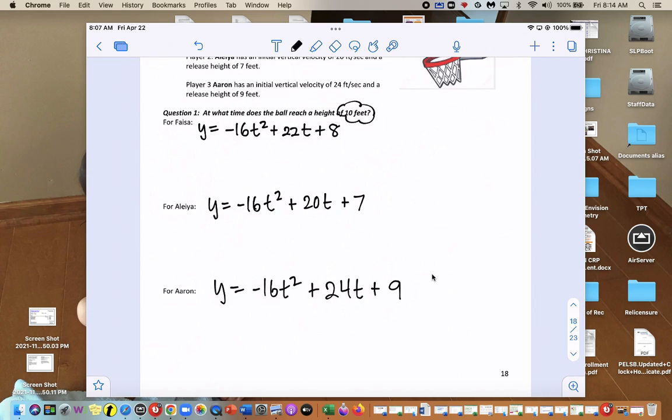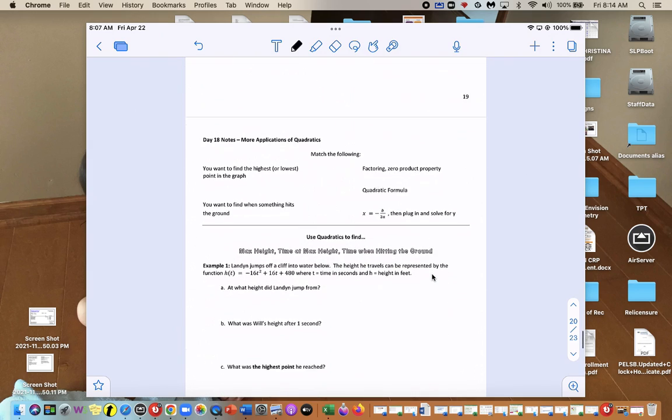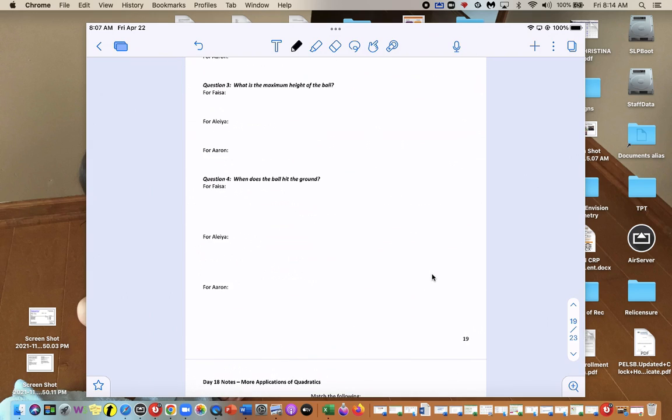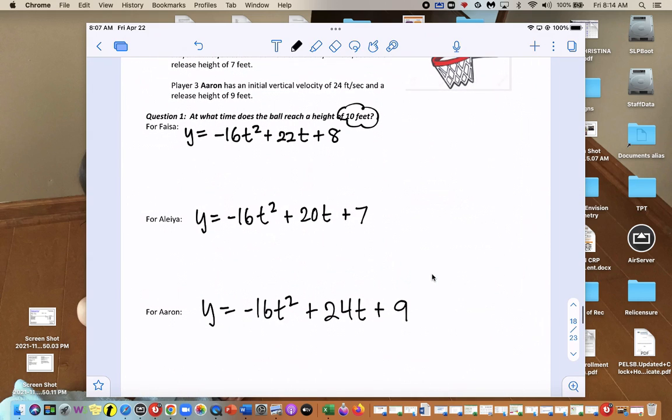Go ahead and use this and do question 1, which corresponds to what we did in the notes. Question 2 is the vertex. Question 3, when does it reach the ground? So your assignment is to finish the next 2 pages, 18 and 19.